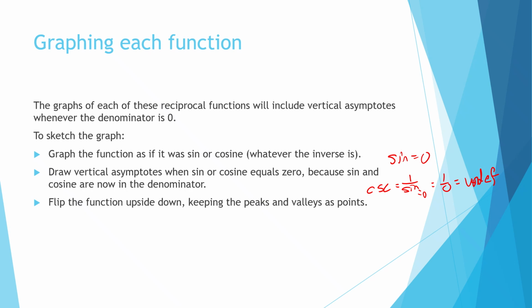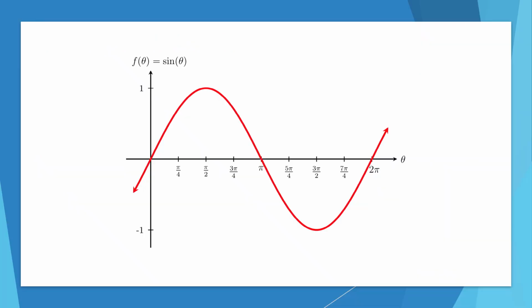And then we are going to flip the function upside down, keeping the peaks and valleys as possible points. So here, this is a graph of sine from 0 to 2 pi. Whenever sine is equal to 0, we're going to draw a vertical asymptote. So let's do that. That will be at 0, at pi, and then at 2 pi as well.